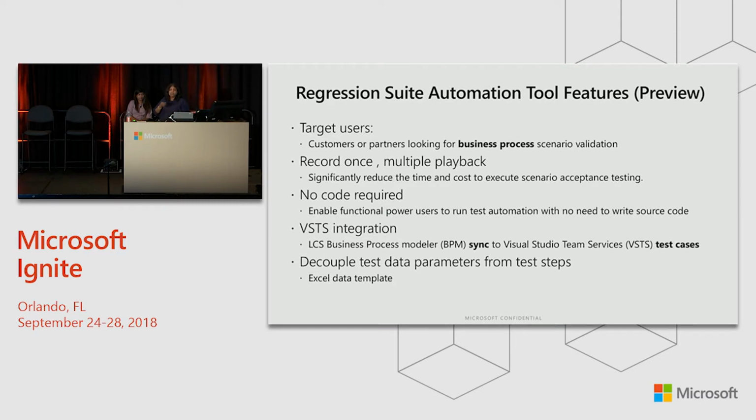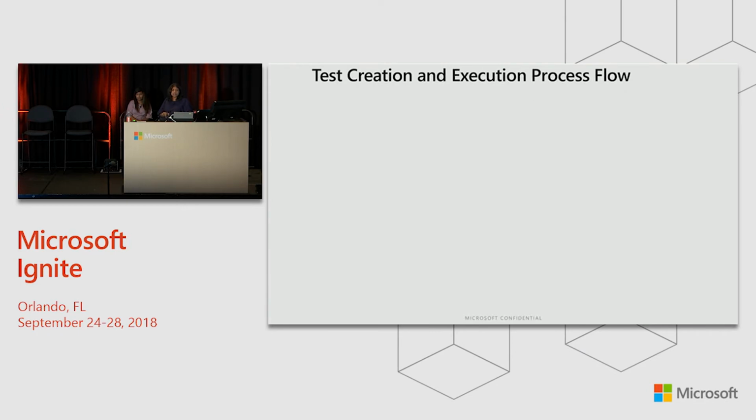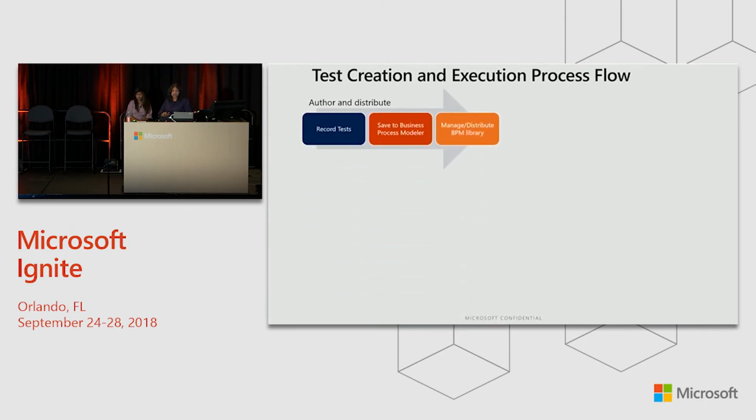It's just a click. There was a session on this in the expo hall earlier, so I think if you can watch the recordings, you will be able to see a click-through example of that. Quickly, the process flow is you author and you distribute the tests. So you save it as part of the business process model. You manage and distribute the BPM library itself.